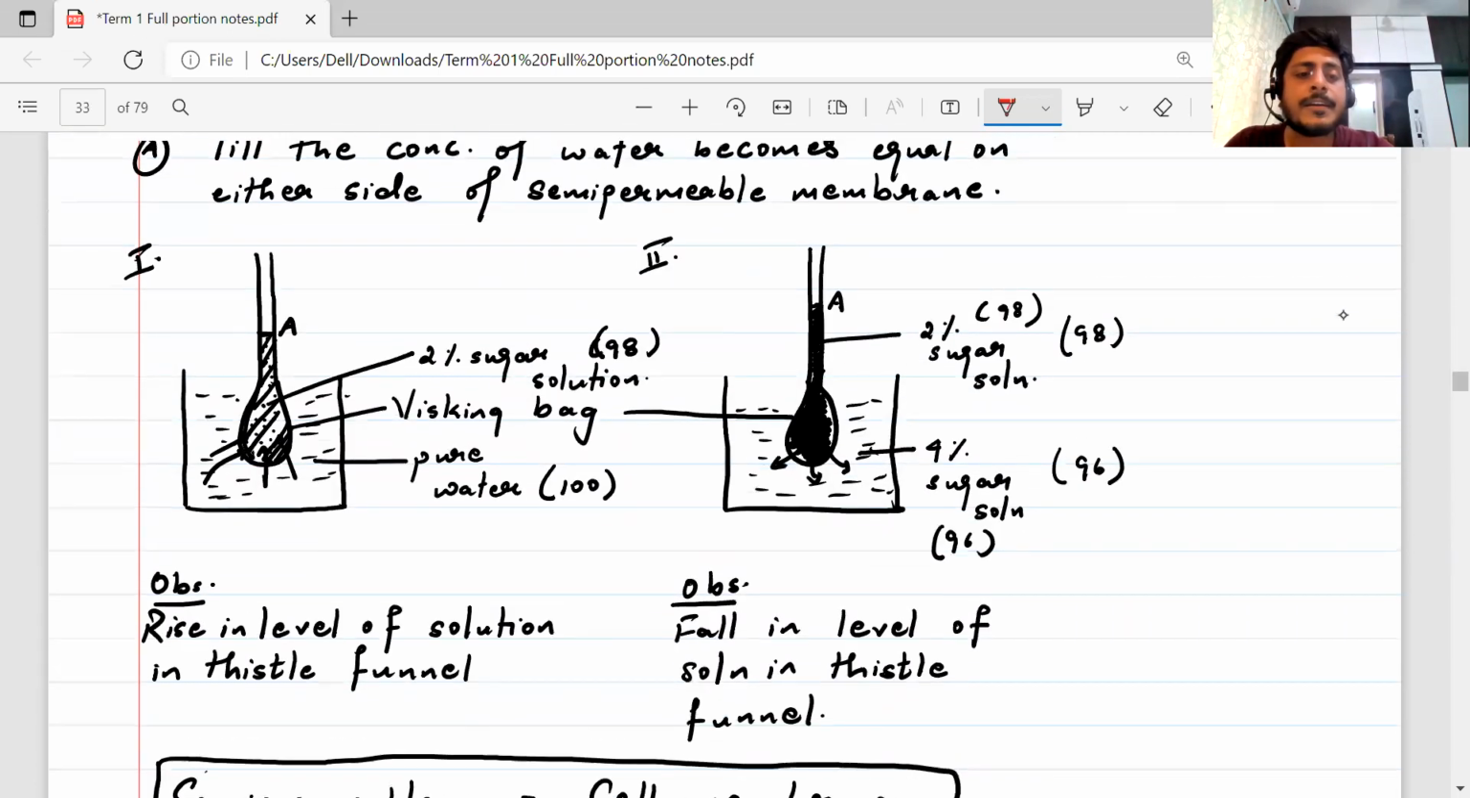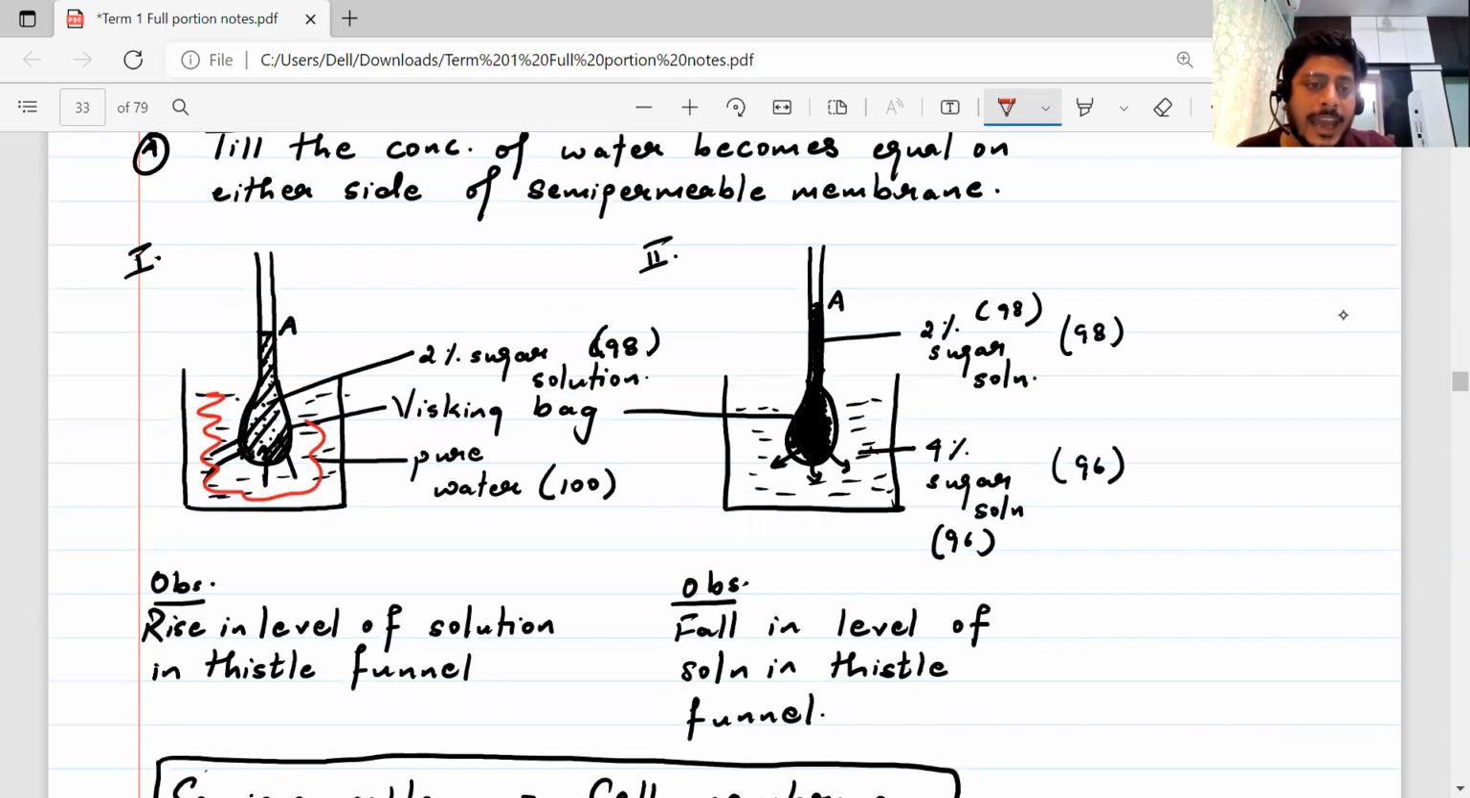Then when we were learning, you can see there's pure water outside here, and there is 2% of sugar inside. So here inside there is 2% of sugar. There's lesser water obviously, so water will move from outside to inside. And we spoke of it with reference to the cell. The semi-permeable membrane could become your cell membrane. So you will see a rise in the level of the solution in the thistle funnel.